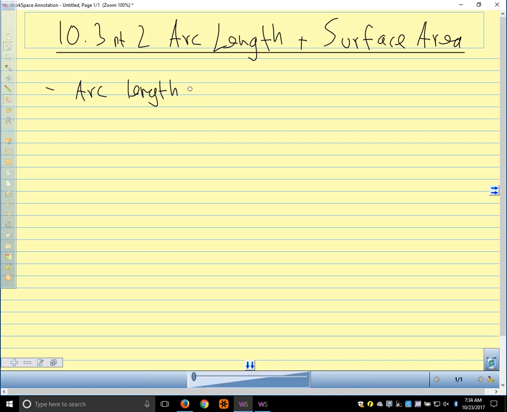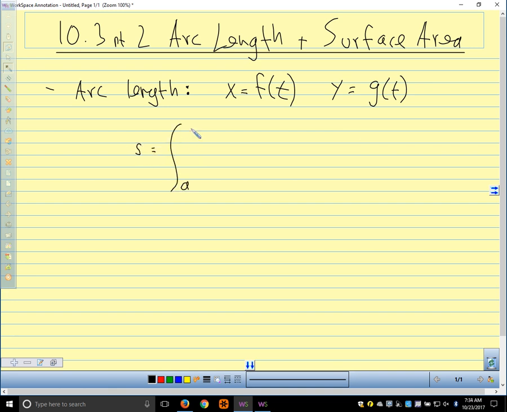If x is f of t, so we have a pair of parametric equations, y equals g of t. We came up with the arc length is the integral from a to b of the square root of (df/dt) squared plus (dg/dt) squared dt. That was our arc length.